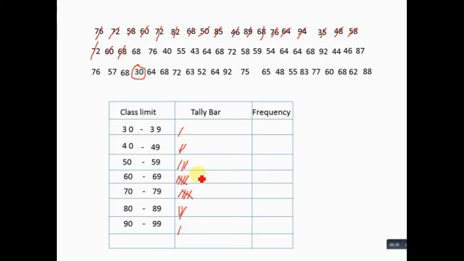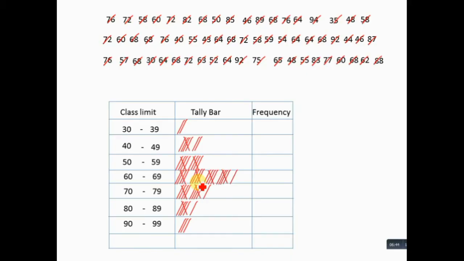In the same way, the whole data will be brought into the relevant classes. The next step is to count these tally bars and mention the number of these tally bars in the frequency columns. The first class has 2 tally bars, so the frequency is 2. The next has 7 tally bars, so the frequency is 7, and so on. Third is 10, fourth is 21, fifth is 11, sixth is 6, and seventh is 3. So the total number of observations is 60.